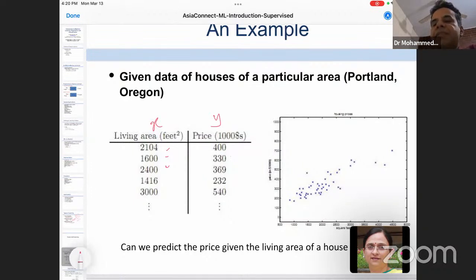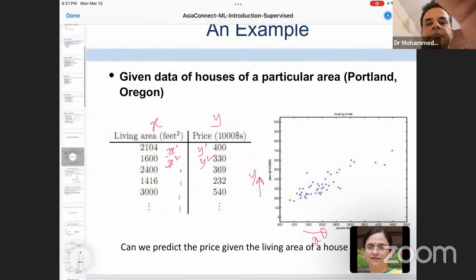So there are lots of pairs. This is X1, this is Y1, this is X2, this is Y2. So there is lots of labeled data here. We can see the plots. This is X, this is Y, right? So from this data, you have some labeled data. Can we predict the price of a house given its living area? So this is the problem. Now, this is a very simple problem, but this is the problem formulation of the supervised setting.